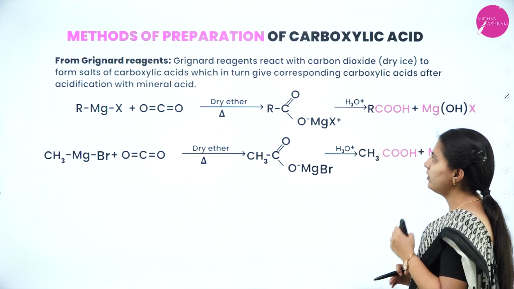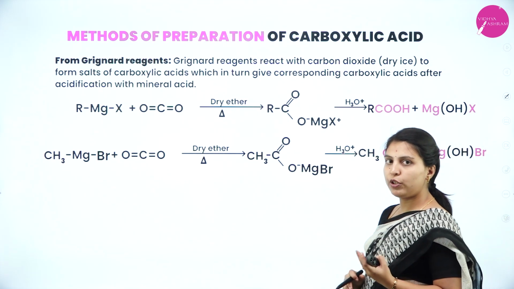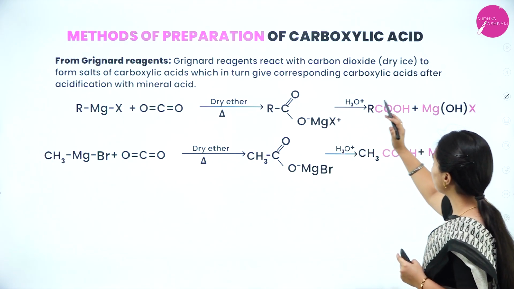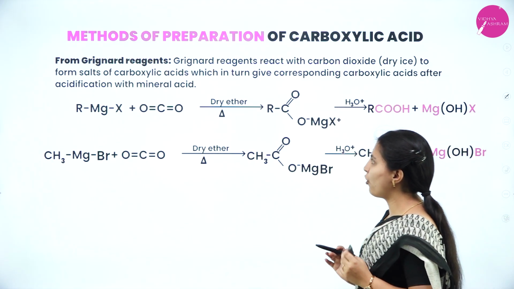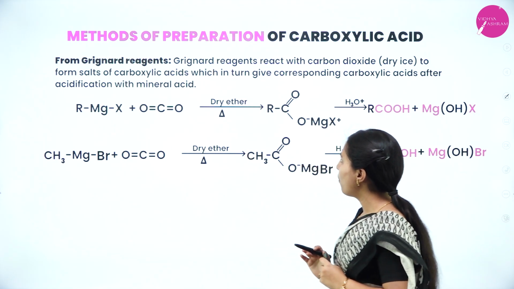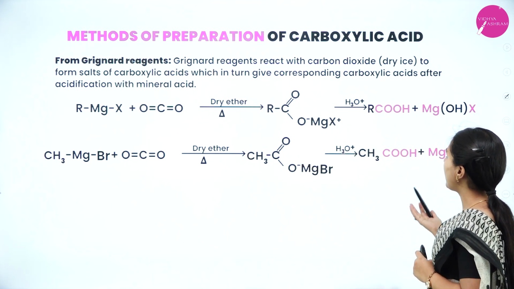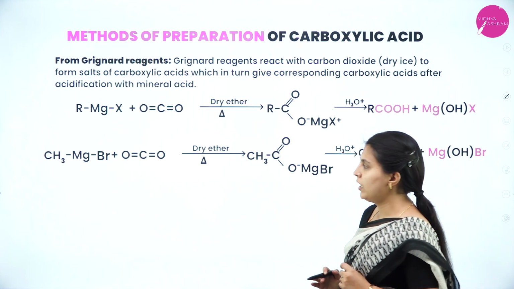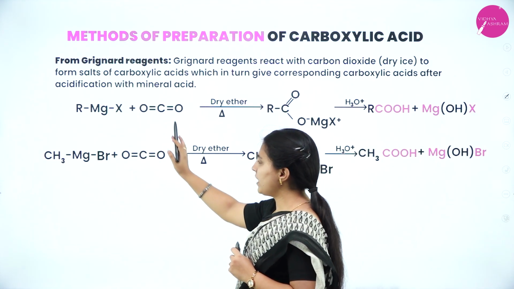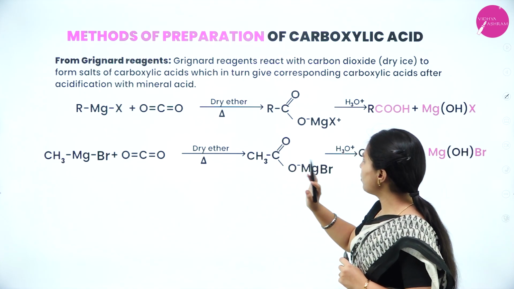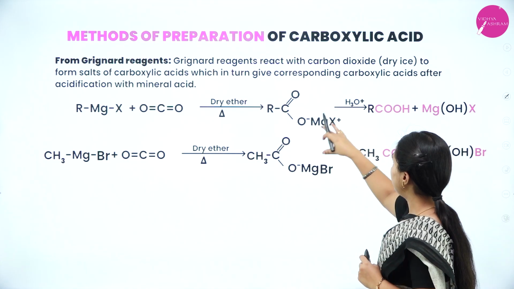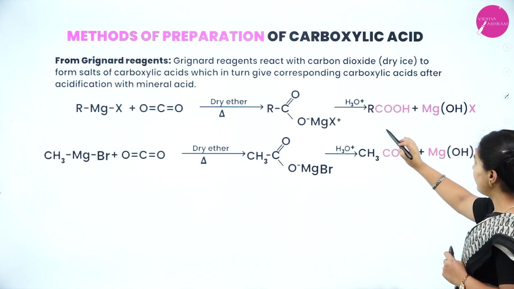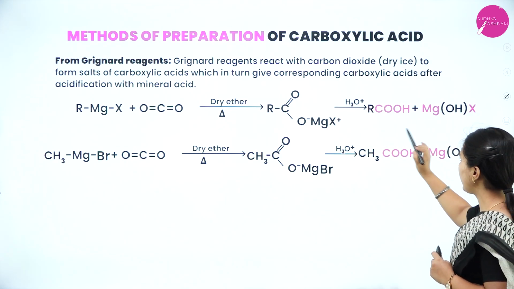Next, from Grignard reagent. Grignard reagent we know already, RMgX. Grignard reagents react with carbon dioxide, which is dry ice, to form salts of carboxylic acids, which in turn give the corresponding carboxylic acids after acidification with mineral acid. This is Grignard reagent with dry ice, that is CO2, and in the presence of dry ether it will form one intermediate, and on hydrolysis or acidification it will form carboxylic acid.